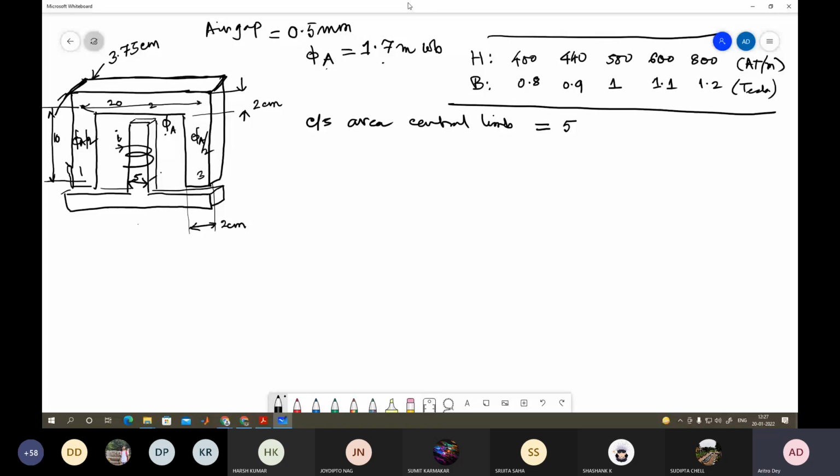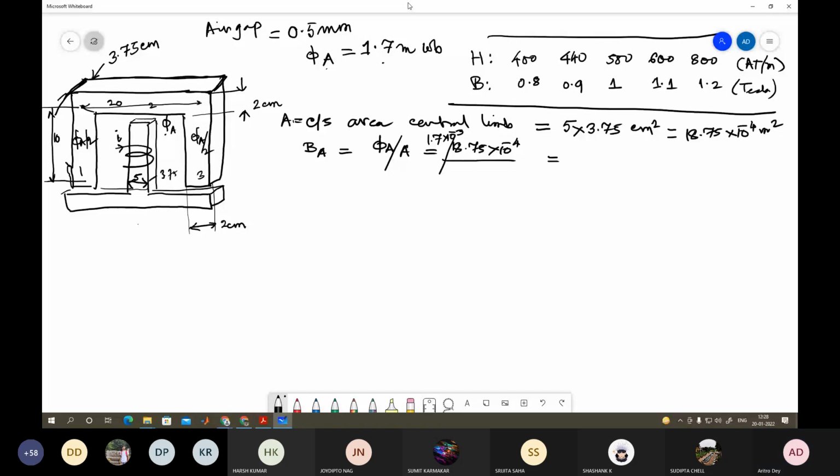So then what is your B A at the central limb? It is equal to phi a divided by this cross section area, say this is A. So phi a by A. Sorry, it's the other way around. Phi a is in the numerator. Phi a is equal to what? It is 1.7 into 10 to the power minus 3. So if you solve this, it is 17 by 18.75. So that came as 0.9067 Tesla.